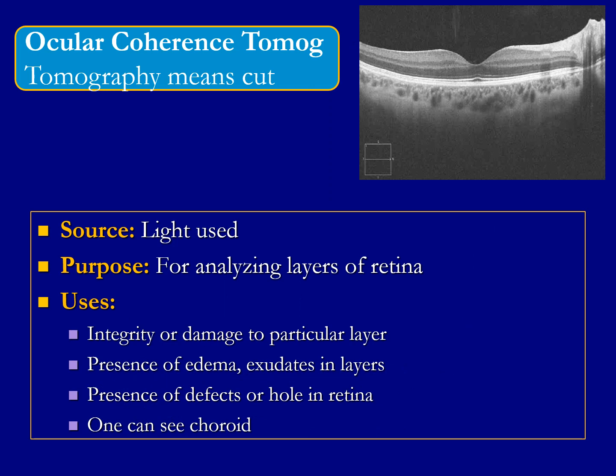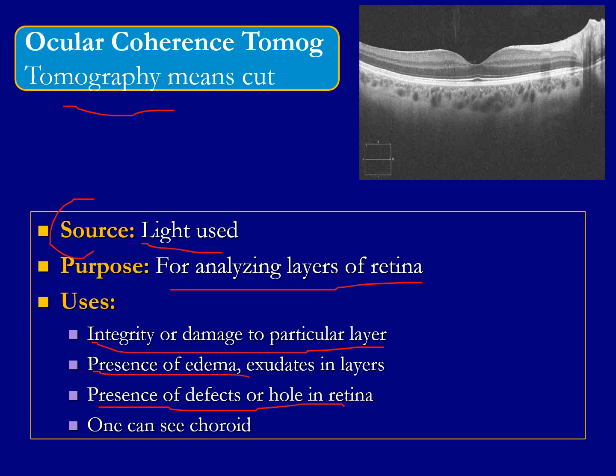So optical coherence tomography means cut. So you have seen the cut of the retina or the section of the retina, and you can see the layers one by one. The source is the light. The purpose is for analyzing the layers of the retina. Now remember, not for visualizing but for analyzing. The uses are integrity or damage to the particular layer. So if you want to see a damage to a particular layer or a pathology in a particular layer, you can concentrate on that. Presence of edema or exudates in the layer, the presence of defects or holes in the retina, and you can also see the choroid.